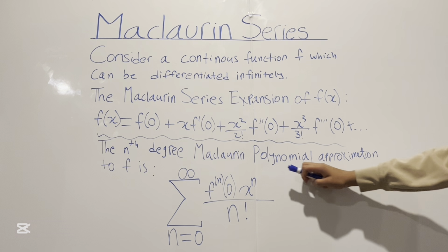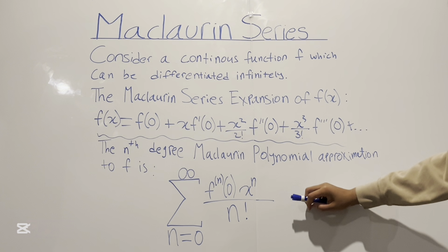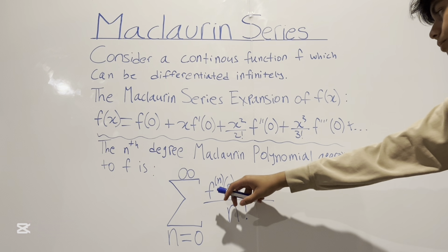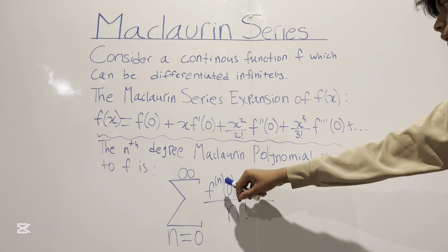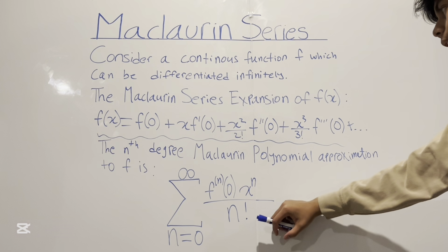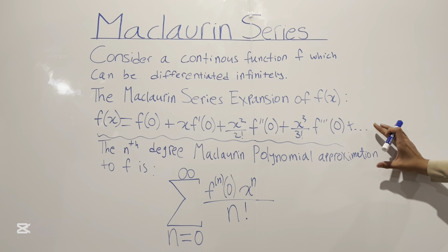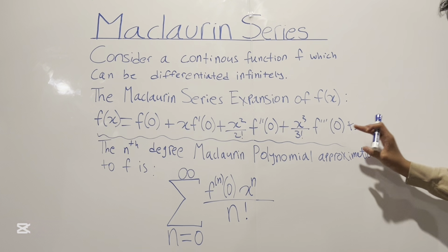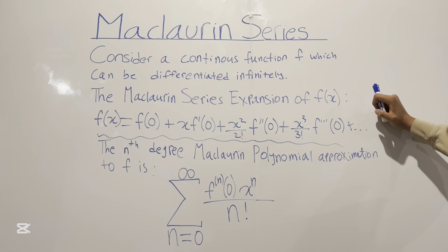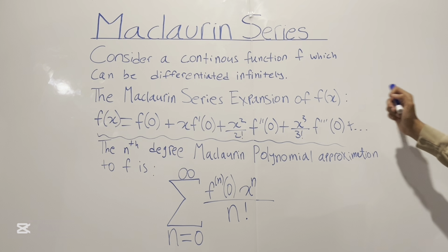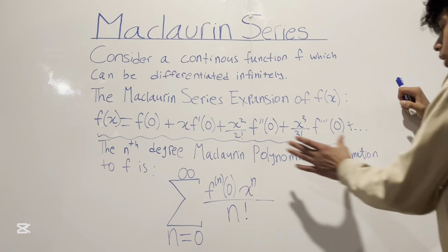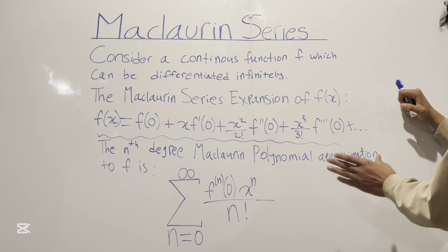The nth degree Maclaurin polynomial approximation to the function f is the sum from n equals 0 to infinity of the nth derivative of f at 0, times x to the n divided by n factorial. So what this all means is that the Maclaurin series just allows us to express a function in terms of a power series. What that basically means is you can express any function that converges to a specific number as a polynomial like this, a polynomial with infinite terms.